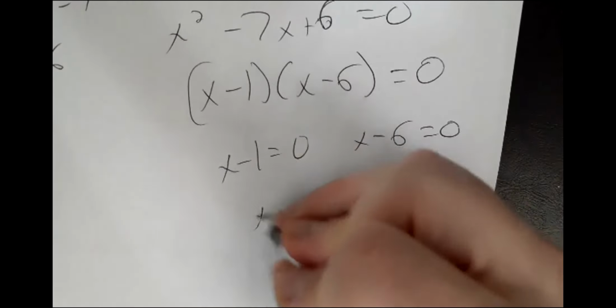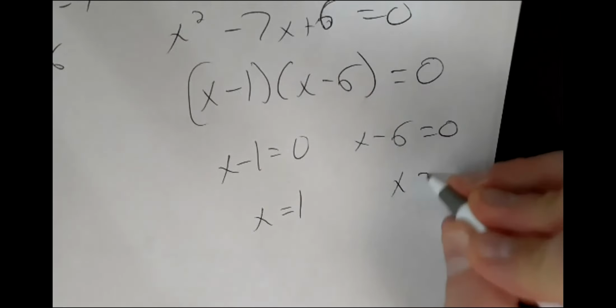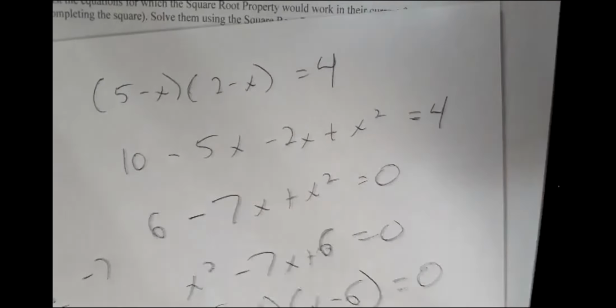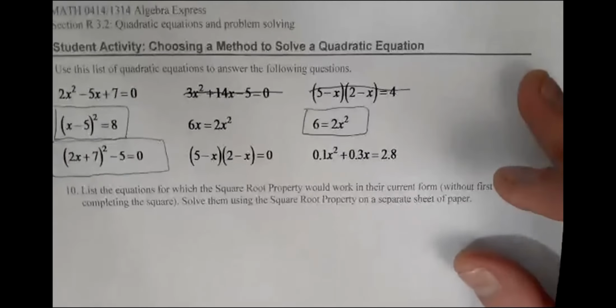And so this is x minus 1 is 0. It's going to give me x equals 1. x minus 6 equals 0 gives me x equals 6. That one was solved by factoring.